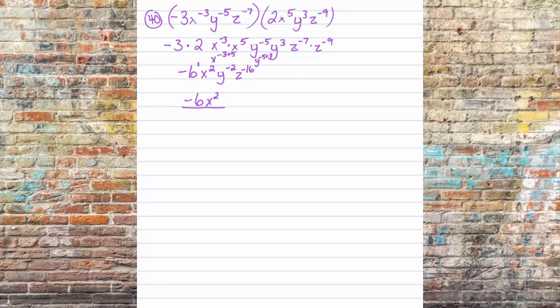Over my y to the negative second power, it has a negative power. We talked in class about it having a negative attitude. So we're going to put it down in the basement where it will hopefully have a positive attitude. The z also has a negative attitude. We're going to put it down into the basement where it will have a positive attitude. So we end up with negative 6x squared over y squared z to the 16th.